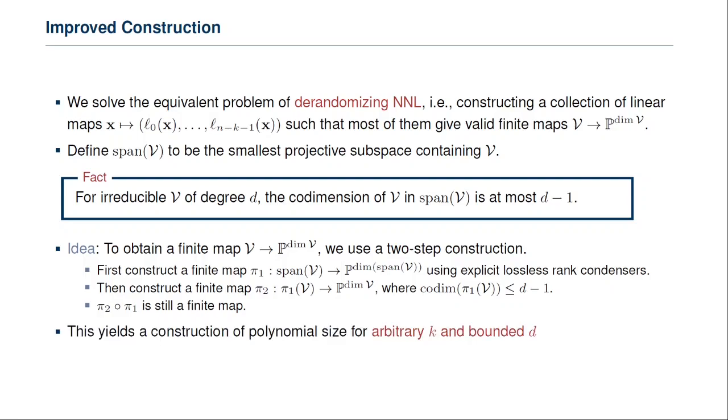Using this idea, we give a construction of polynomial size for arbitrary k and bounded d. And in fact, if the dimension k is subpolynomial in N, we can even handle slightly superconstant d. Although in our paper we did not achieve this, it will appear in the full version of our paper.